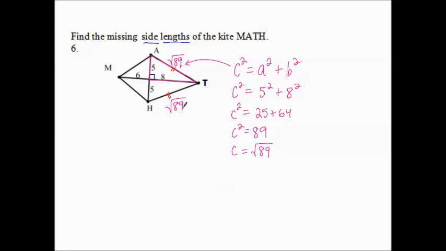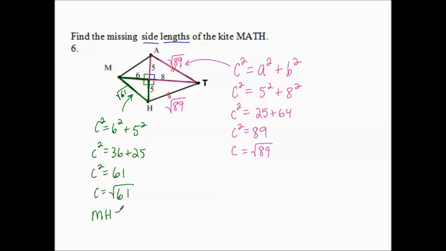Do you want to try to find the other two missing sides? So down here, we also have a right angle. In fact, all four of these are right angles. So let's take one of these triangles and use the Pythagorean theorem for that missing side. C squared equals 6 squared plus 5 squared. So C squared equals 36 plus 25. So C squared equals 61, and C is the square root of 61. So this side, square root of 61. Or I can say MH equals square root of 61.